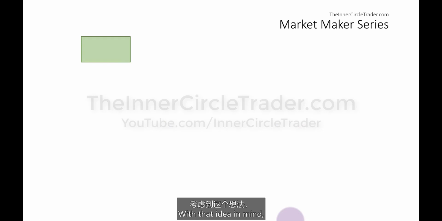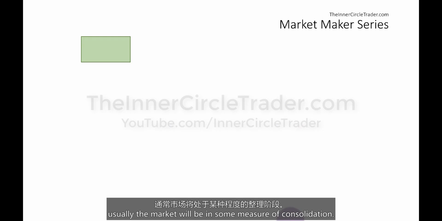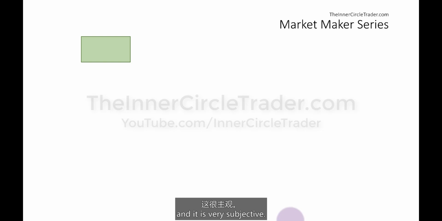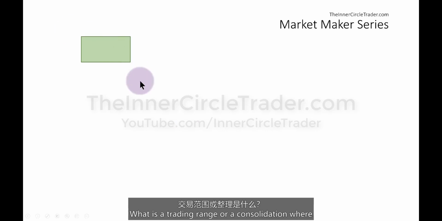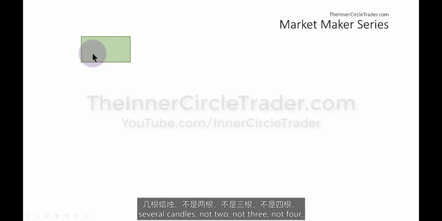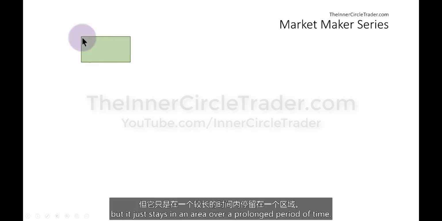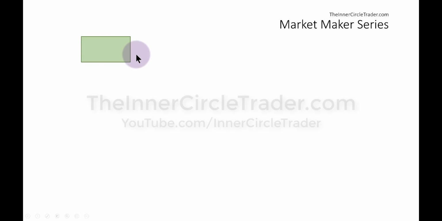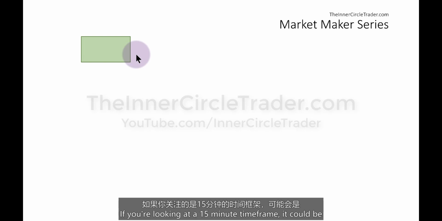Okay, with that idea in mind, usually the market will be in some measure of consolidation. I like to see some kind of a little short-term trading range, and it is very subjective, this part. Okay, what is a trading range or a consolidation? Where price is having several candles, not two, not three, not four, but it just stays in an area over a prolonged period of time. How much time, Michael? It's all relative to the time frame you're looking at. If you're looking at a 15-minute time frame, it could be, I don't know, maybe 10 candles or more.